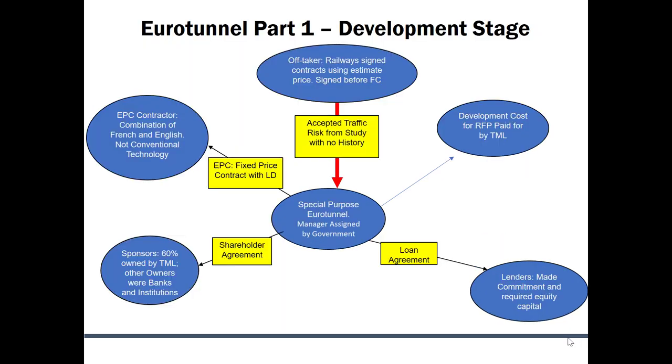I said, okay, let's look at what happened to this project before the financial close. They had some offtake contracts. They paid some development costs to make a big RFP. They won the RFP. The contractor was TML, Transmanche Link, I hope I got that right. They owned most of the project, but they also were the EPC contractor. There's this story that the president of Eurotunnel was from TML, and he went and signed the contract. And this is all before financial close. The lenders were also kind of some of the shareholders, and they made some commitments, and they wanted to do the loan. Well, great.